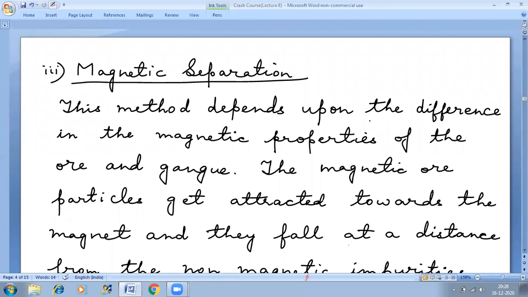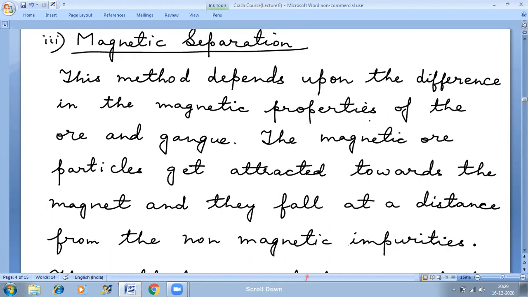The gangue particles will be away, they will fall down. And the ore particles will be attracted towards the magnet and so they will fall somewhere else. They will fall at a distance from the non-magnetic gangue. So the ore particles will get attracted towards the magnet, whereas the gangue particles will not get attracted towards the magnet. Due to this, they all will get separated from each other.